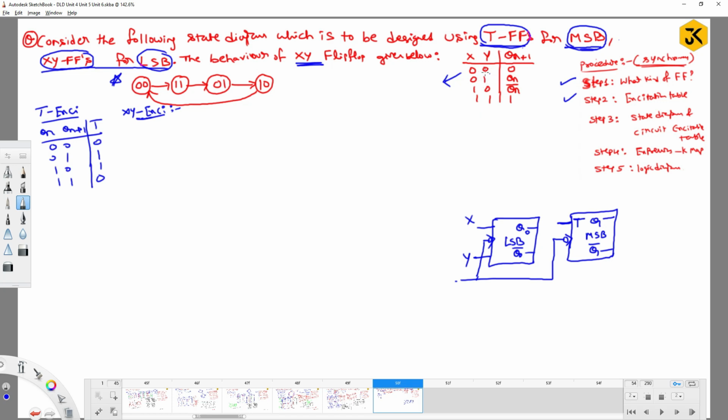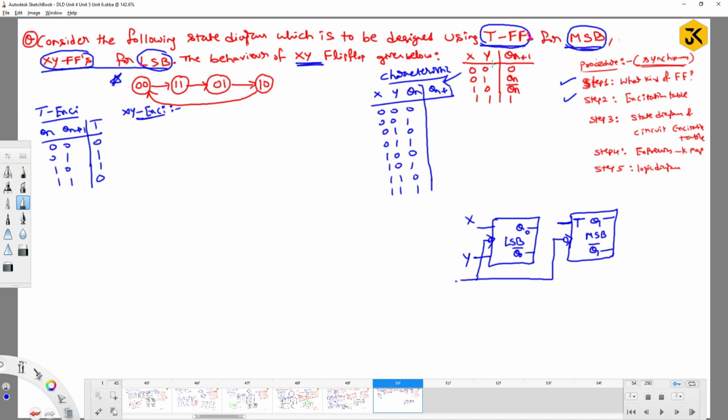So first what you can do now, you can try to construct the characteristic table for this. Characteristic table from the function table, right? If you go with the characteristic table, how can we get XY? It might be Qn and it will be Qn plus 1. So what might be the possibilities? XY Qn: 0 0 0, 0 0 1, 0 1 0, 0 1 1, 1 0 0, 1 0 1, 1 1 0, 1 1 1, right? What might be the Qn plus 1, right?